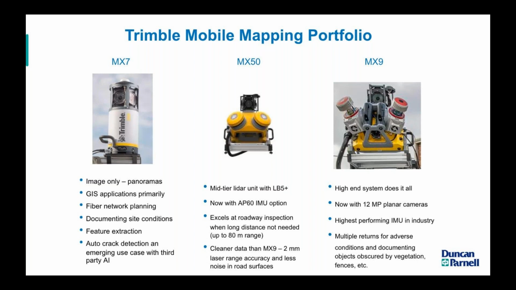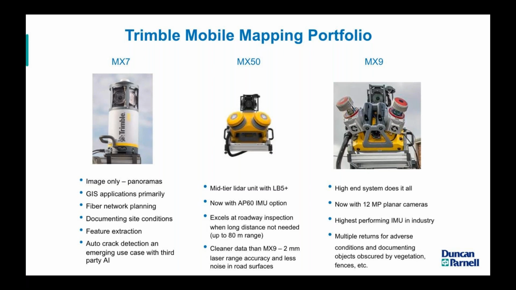And then moving over to the MX50 again, it is the mid-tier system, especially with that lesser IMU, but it does have that highest end IMU option. And you're really basically comparing, do you need planar cameras or not between the 50 and 9, and then the range that you need.